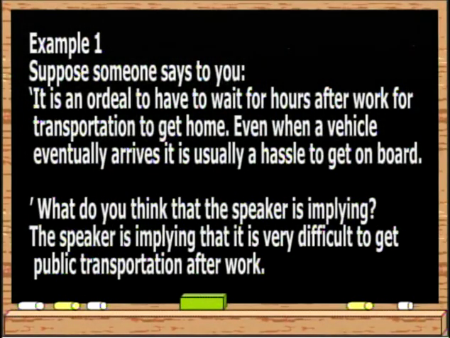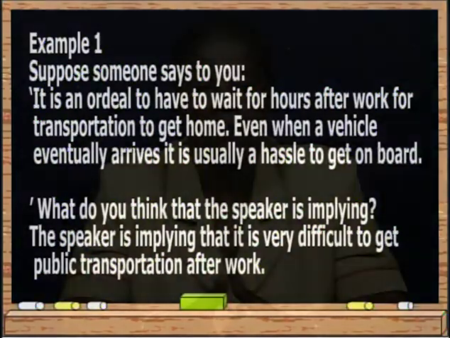Example 1. Suppose someone says to you, it's an ordeal to have to wait for hours after work for transportation to get home. Even when a vehicle eventually arrives, it is usually a hassle to get on board. What do you think that the speaker is implying? The speaker is implying that it is very difficult to get public transportation after work. How does the writer achieve this? The writer achieves this by illustrating the hassles of trying to obtain public transportation after work.